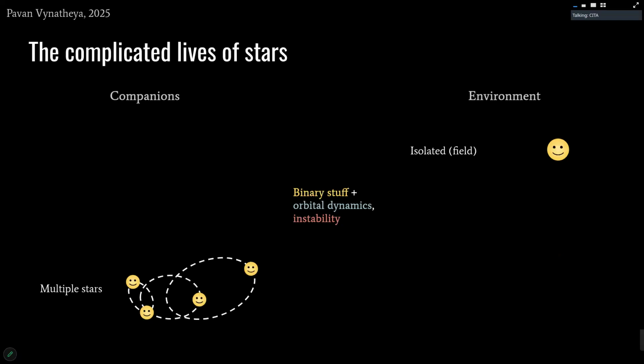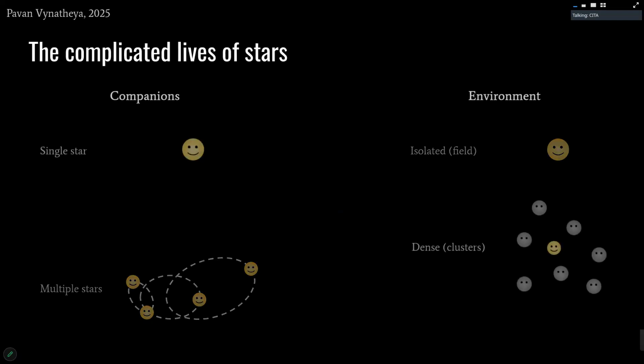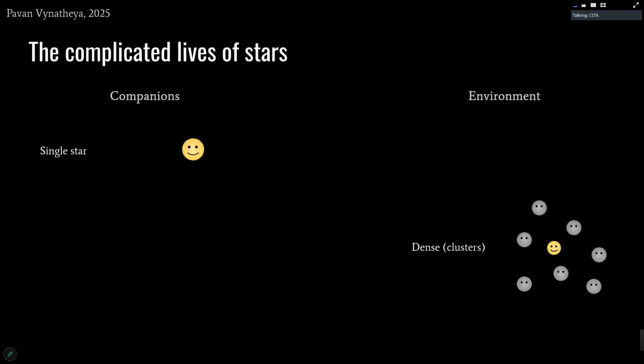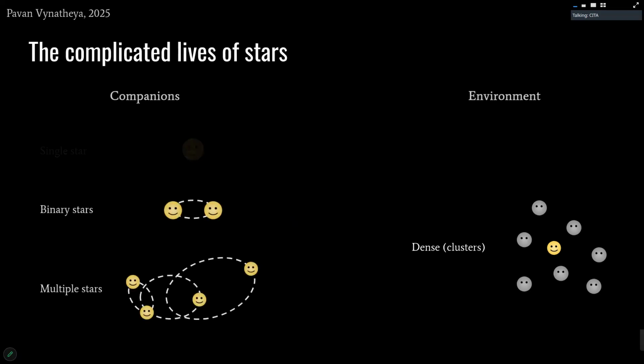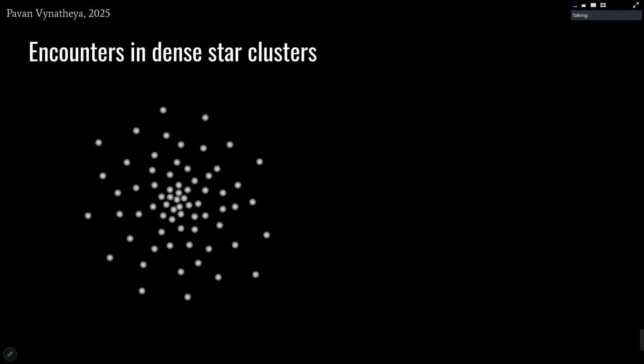Multiple stars also can contribute to these, but then with their extra layer of complexity, they can add more interesting physics. With dense clusters, you have other encounters like tidal disruption events, and again, stellar collisions and binary interactions also happening because of binaries in clusters. Or you could have everything as well. So in this talk, I'm going to talk about star clusters, specifically interactions in star clusters.